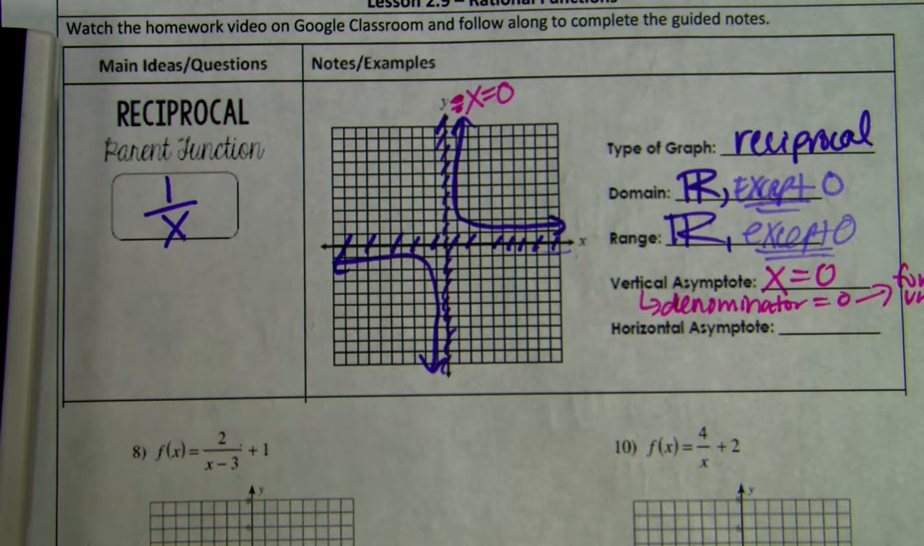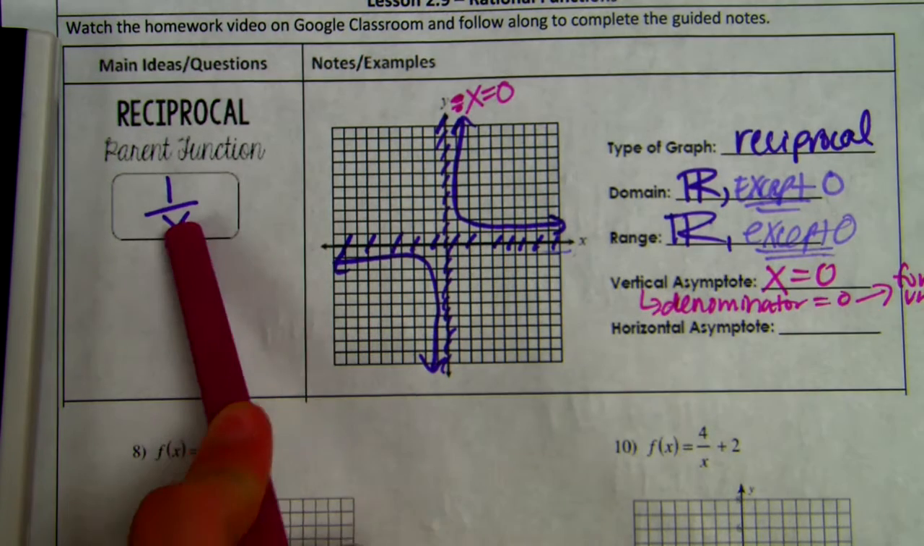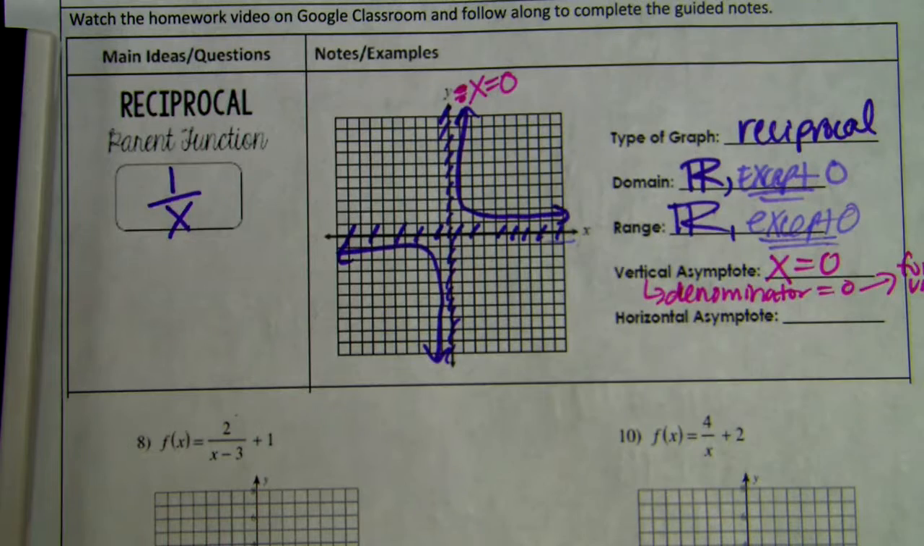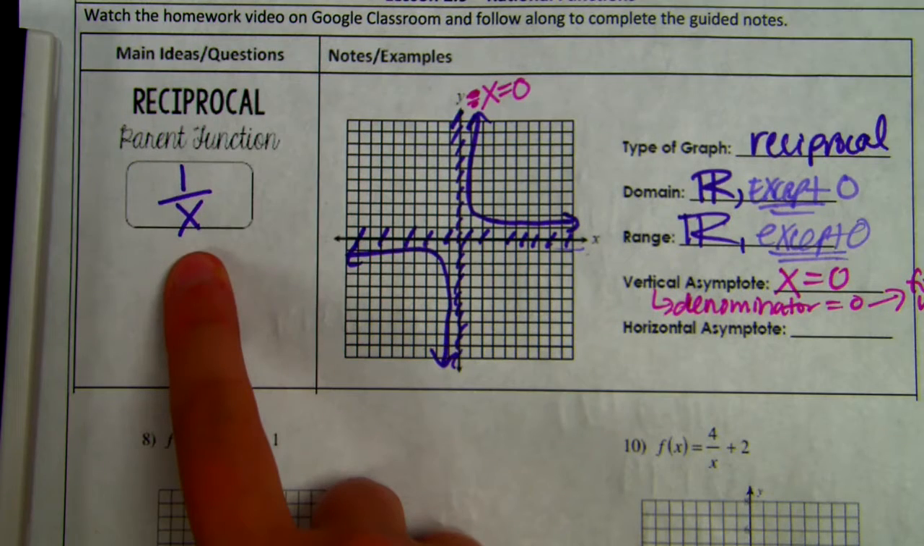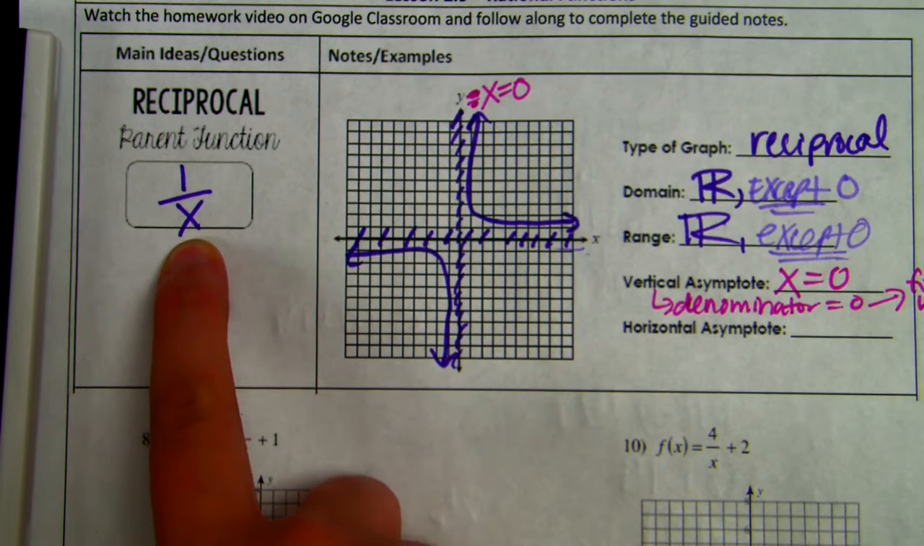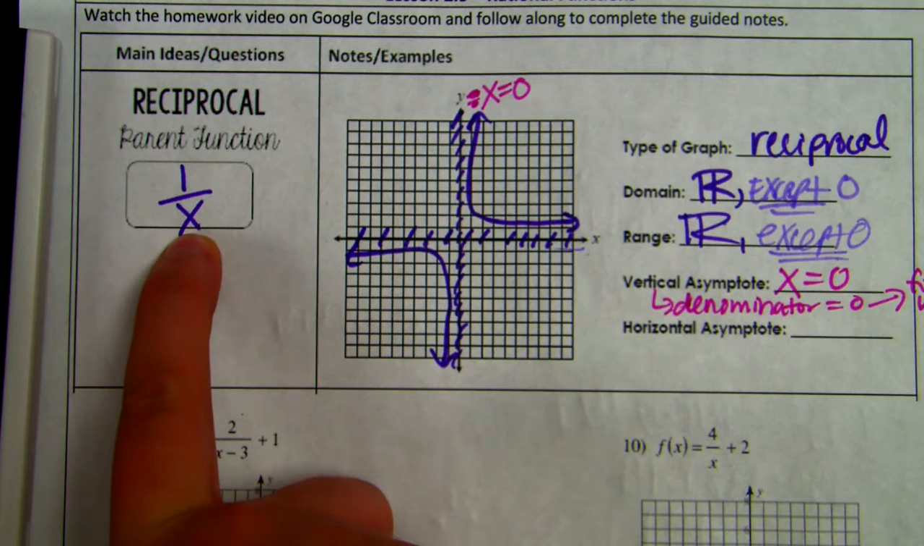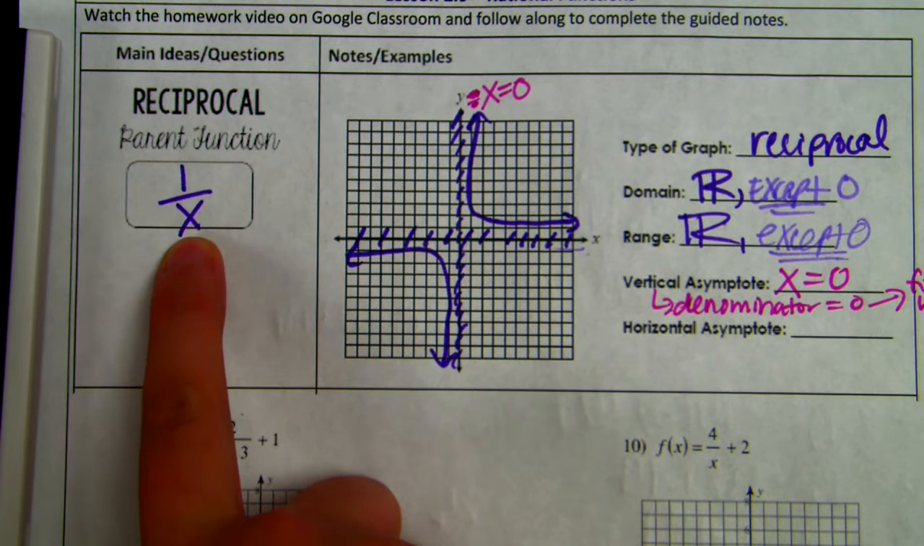Basically just remember vertical asymptote is the big one. That's where our denominator equals 0. So in this case, because it's just x in the denominator, that is when x equals 0, and that is where our function is undefined, the slope of our function is undefined.